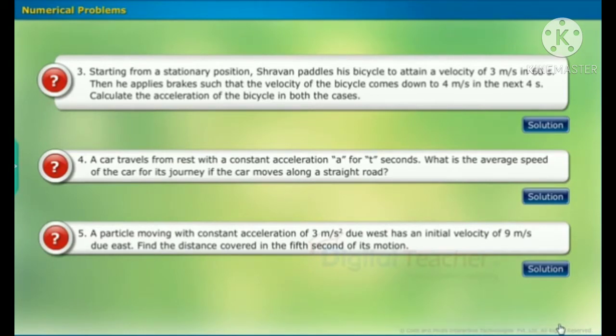A car travels from rest with a constant acceleration a for t seconds. What is the average speed of the car for its journey if the car moves along a straight road?